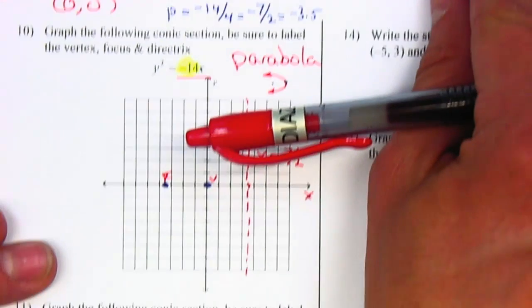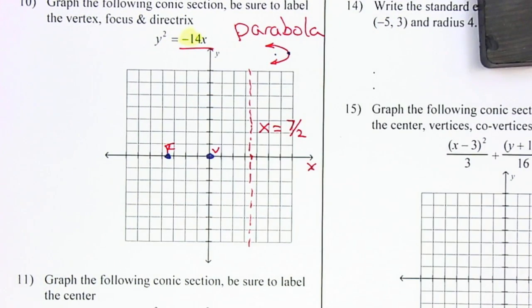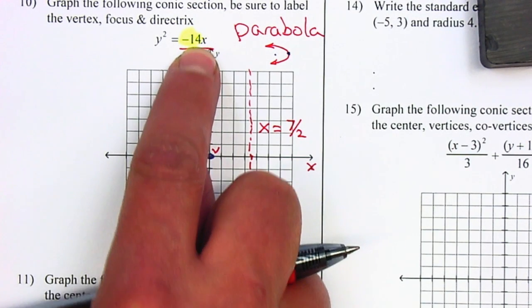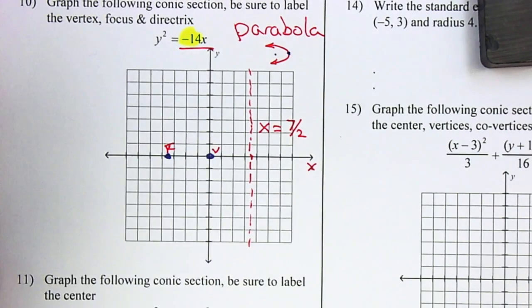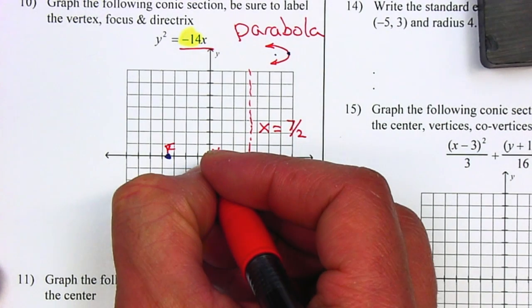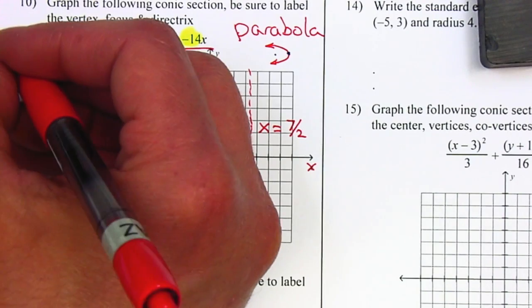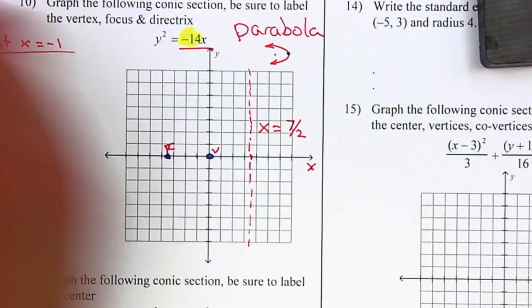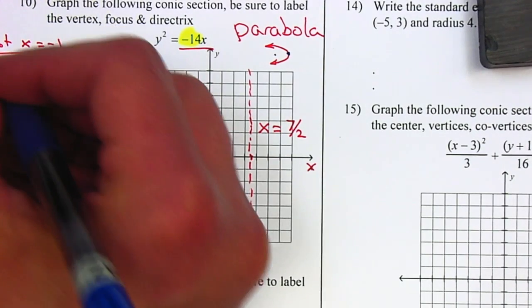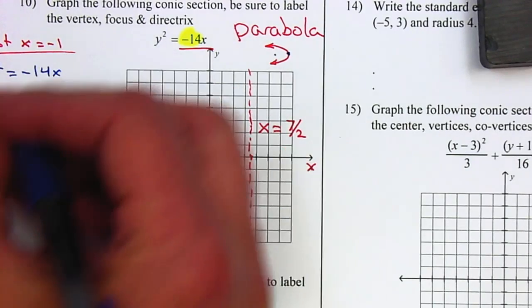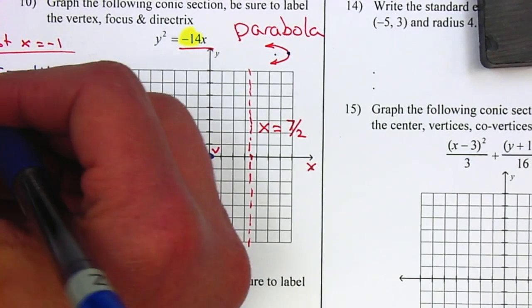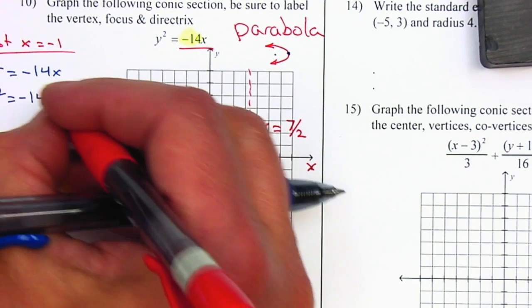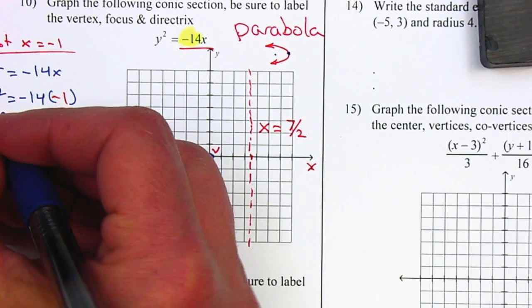Now I need to plug in different values for x, just because the x is first, so I can find different points. Remember, you always want to go inside the parabola towards your focus. So I want to let x is equal to -1. That'll be y squared is equal to -14x, and instead of the x will be -1. So y squared is equal to -14 times -1. That will make it positive.